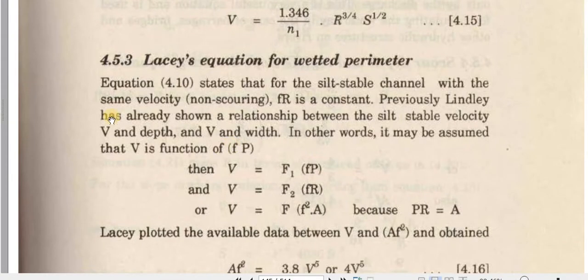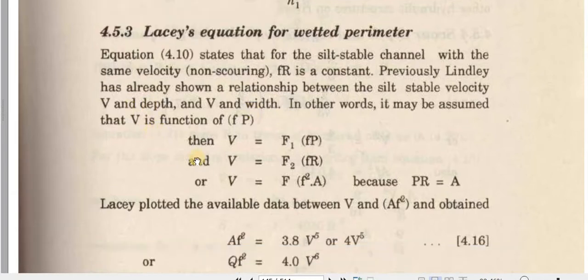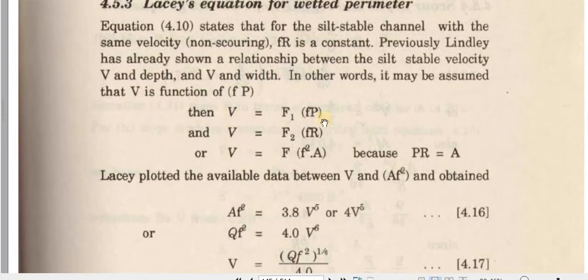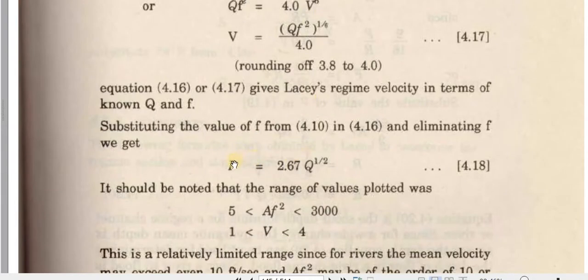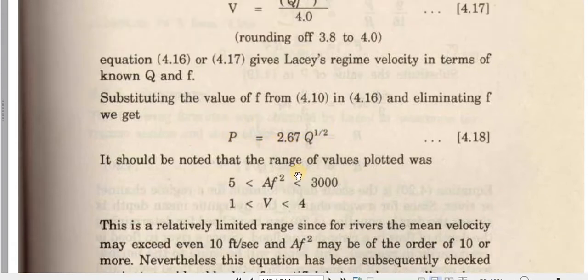And for the wetted perimeter, Lacey derived separate equations with special focus on the wetted perimeter, and he correlated the velocity with P, and with R and A. This equation is one of the main equations. In equation 4.17, V is also a function of discharge and f, the silt factor. The wetted perimeter equation is the most common equation: P = 2.67 √Q in the FPS system, and P = 4.75 √Q in SI units.